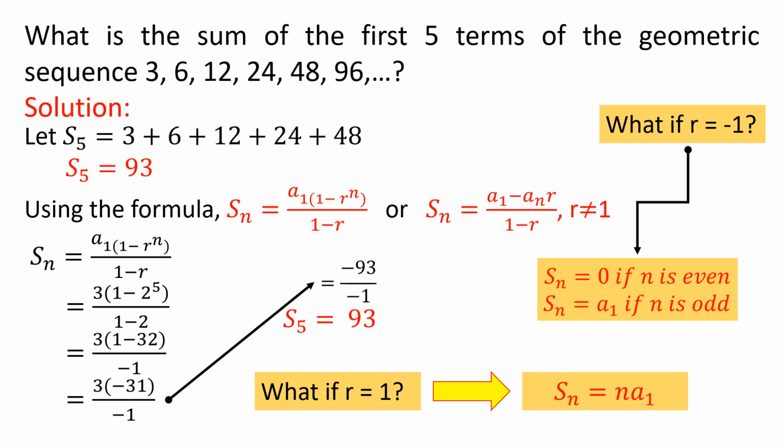If r is equal to -1, we have two formulas: if n is even, or the number of terms is an even number, the sum is equal to 0, and if n is an odd number, the sum is equal to the first term, which is a sub 1. So let us have the example.